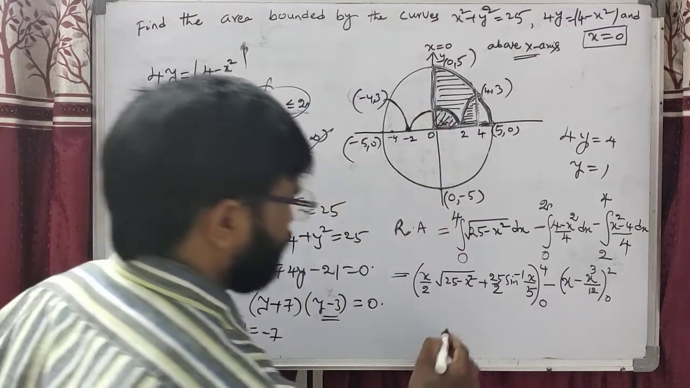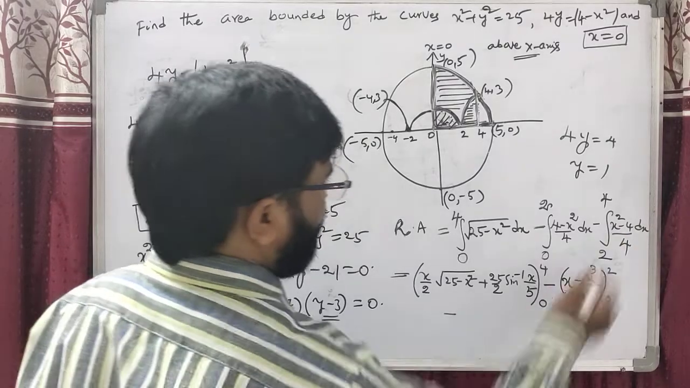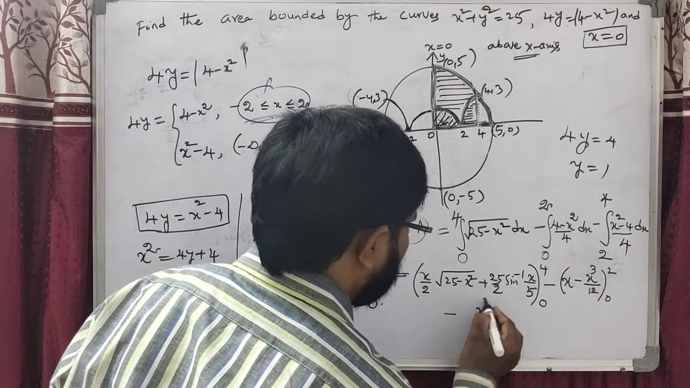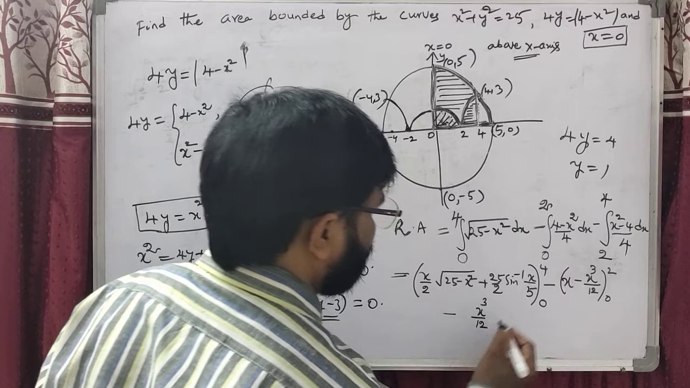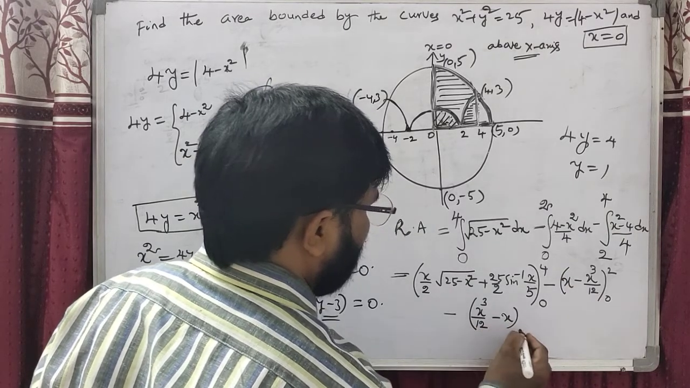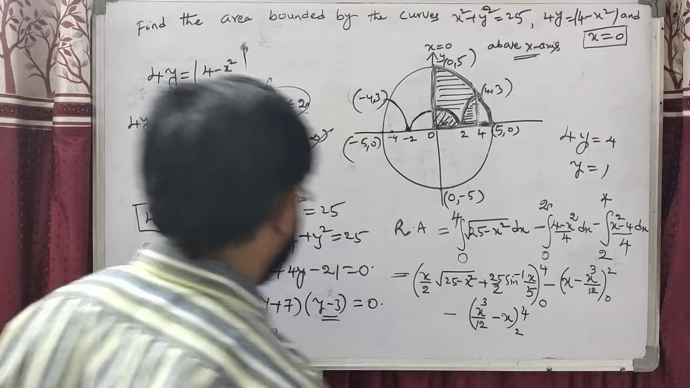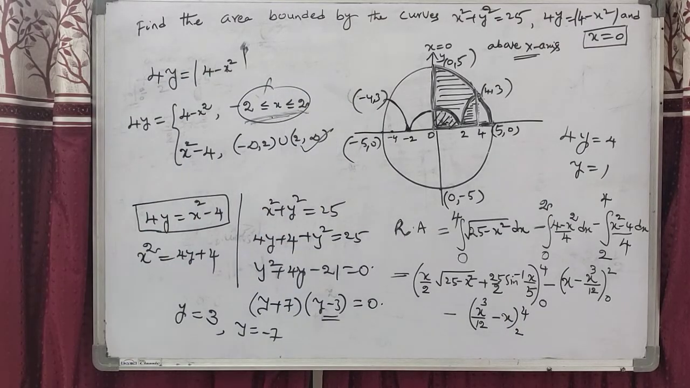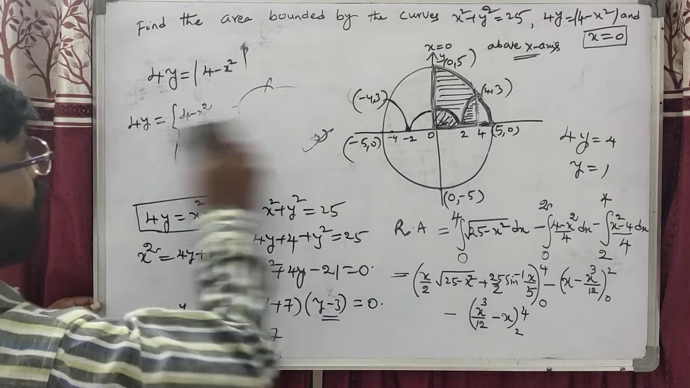Now this is the integral of x square, which is x cube by 12. Minus 4 by 4 is 1, that is x. The limits are 2 to 4. Now we can apply the upper limit and the lower limit. Now the calculations, dear students, proceed.